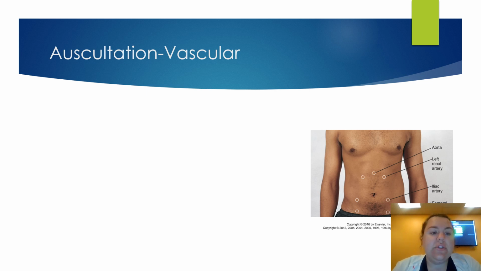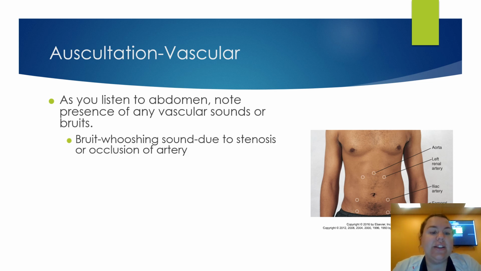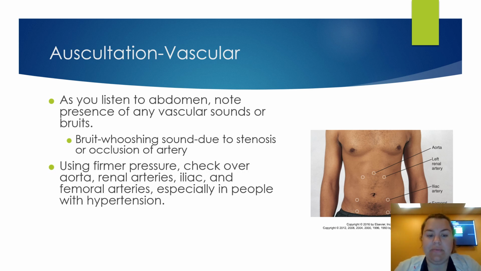Now, if we're listening for vascular sounds, are you using the bell or using the diaphragm? You're going to be using the bell. Okay, so you're listening to the abdomen, you're noting any vascular sounds or bruit. So the bruit again is a whooshing sound. Could be due to stenosis, so a narrowing of the artery, or any occlusion to the artery.